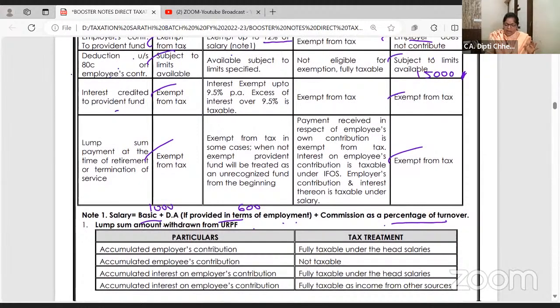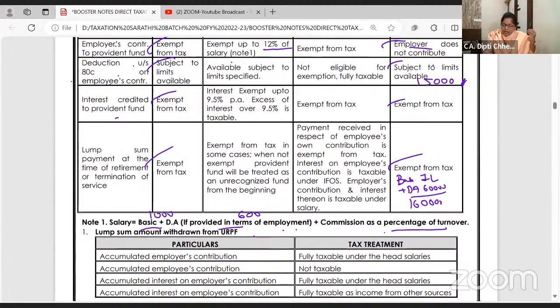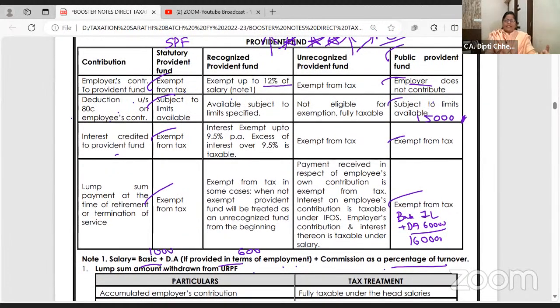Now, a common pitfall and mistake which happens for students I'm writing here. Suppose we take the basic salary as 1 lakh and the DA is 60,000. Commission is not there. I'm just giving a very quick example. Now, the employer has contributed, say, 20%. Ma'am, 12% is exempt, no? 8% will be taxable. We are not doing maths. If the employer has contributed, say 20% of basic, how much has he contributed? 20,000. But how much is exempt? 12% of basic and DA.